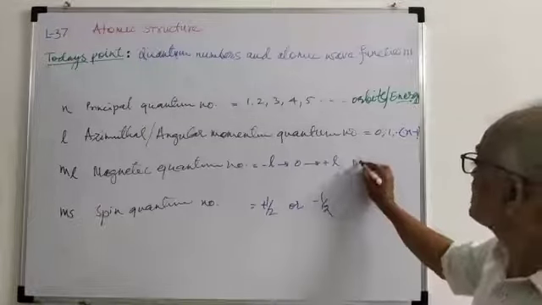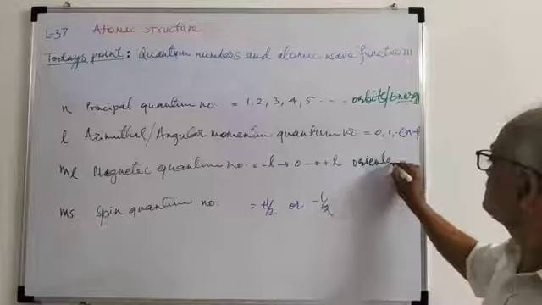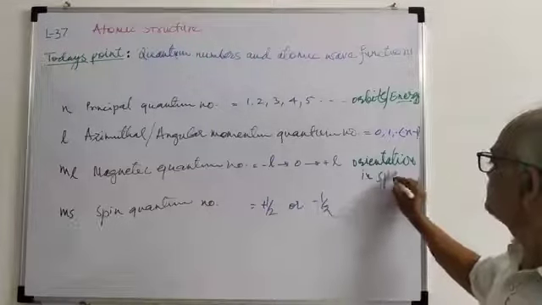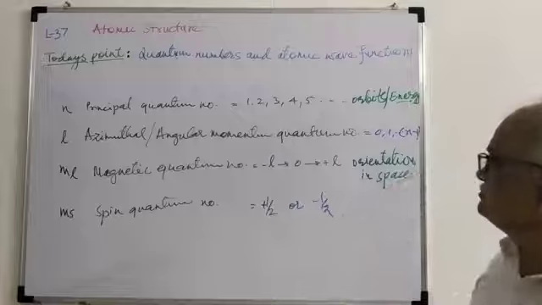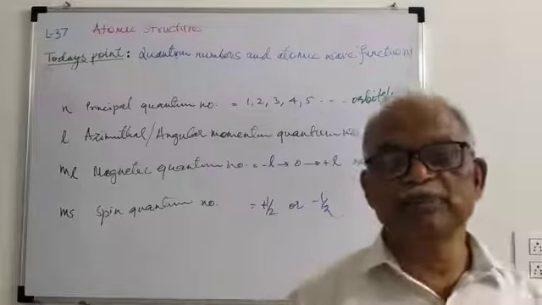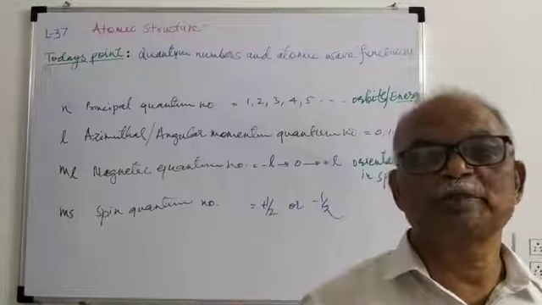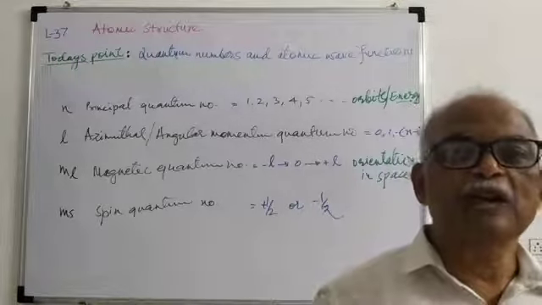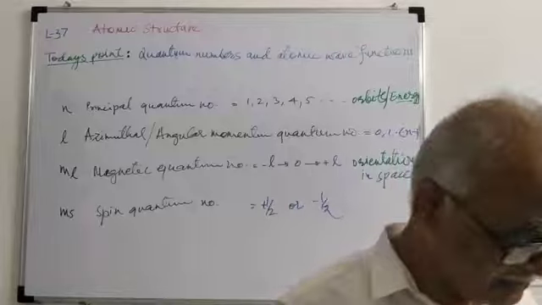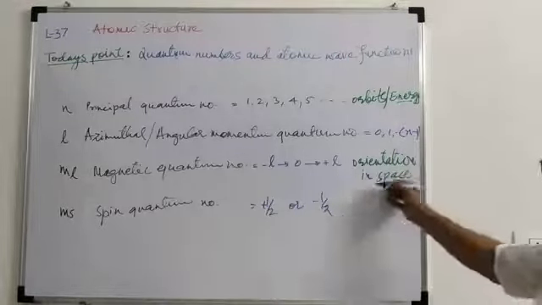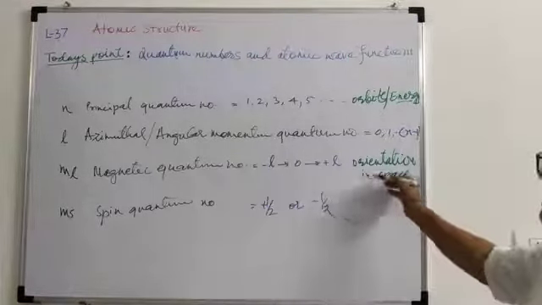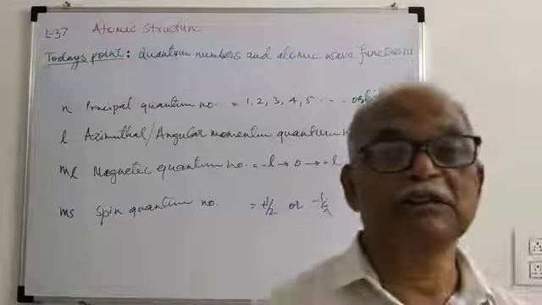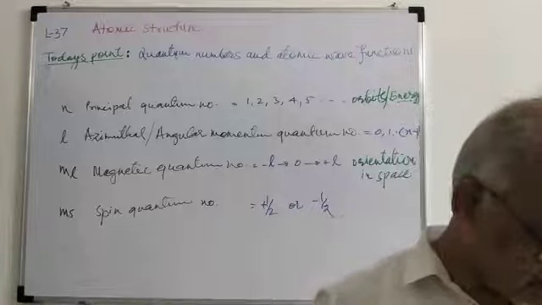Further, the magnetic quantum number will explain the orientation in space. So whether it is oriented in space in the direction of the x-axis, y-axis, z-axis, or in between the axes or in any other way. The magnetic quantum number will explain the exact orientation of the atomic orbital in the space around the nucleus.